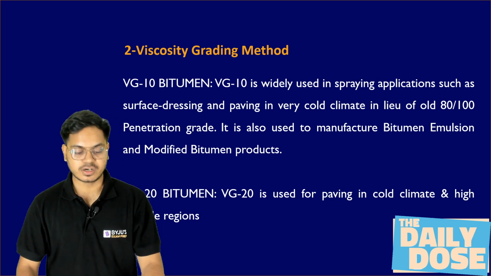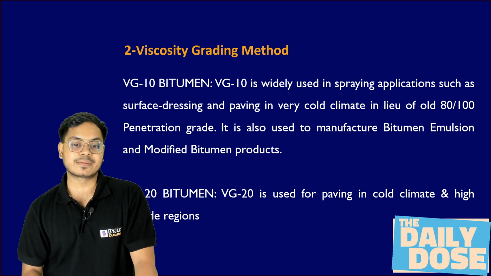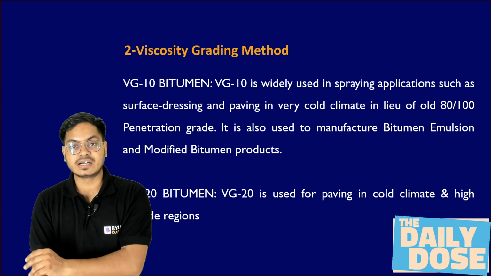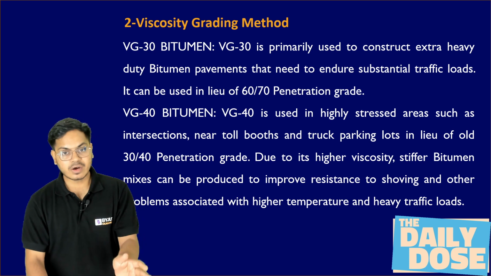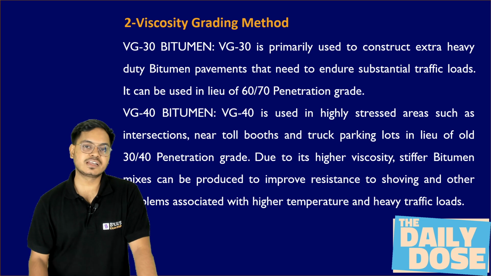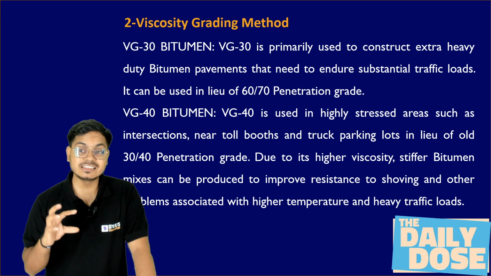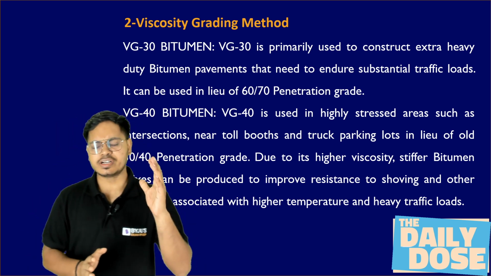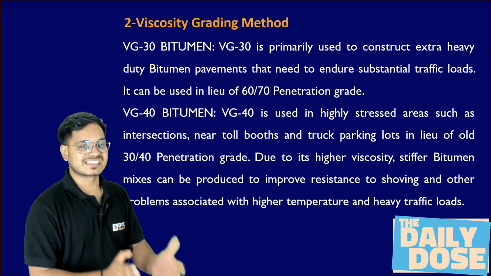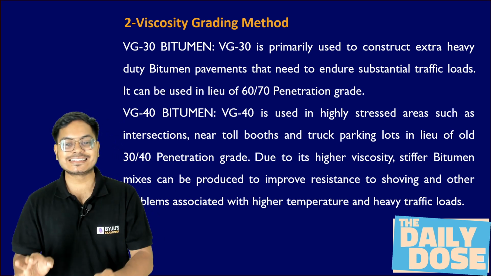Then there is VG20. VG20 is used for paving in cold climates and high altitude regions, because high altitude regions also have lower temperature. So we can't use a regular paving grade. If I talk about regular paving grade, that is VG30. VG30 is primarily used to construct extra heavy duty bitumen pavements that need to endure substantial traffic loads. It is similar to the 60 by 70 penetration grade earlier, which used to be represented as 60 by 70. Now it is VG30.